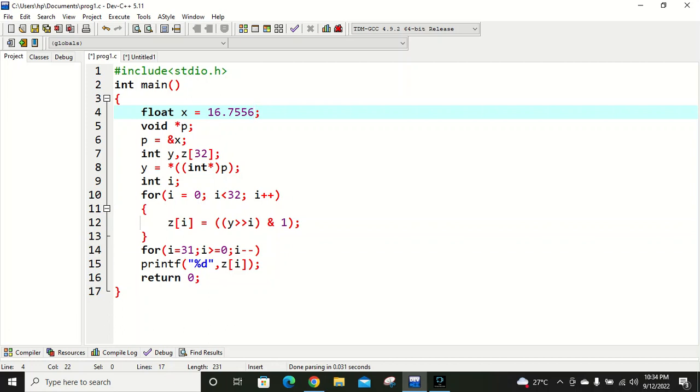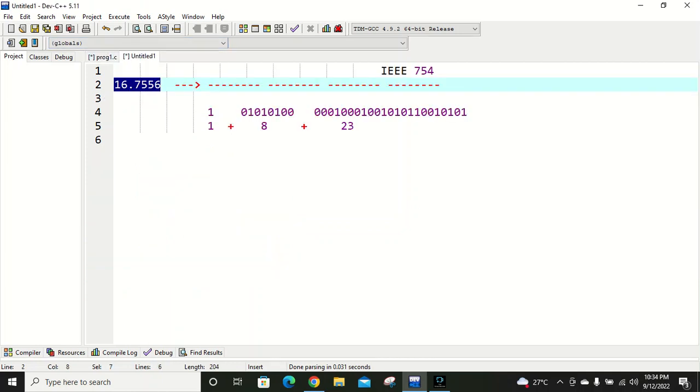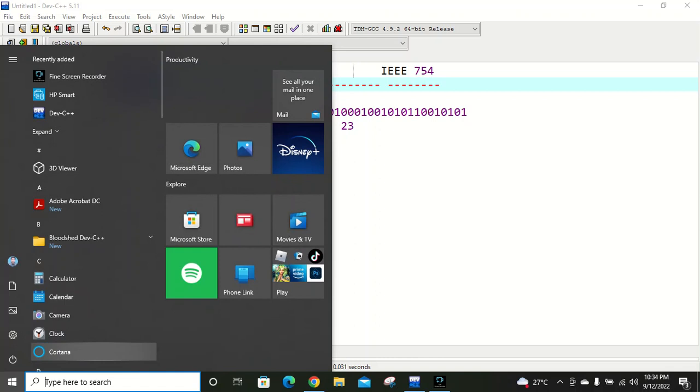I am representing it here with the help of this printf function. I am printing the bit pattern for this number. I will explain this code also, but first I am going to show you how this number is going to be changed into these bits. For that I also use the calculator. Let me open the calculator.